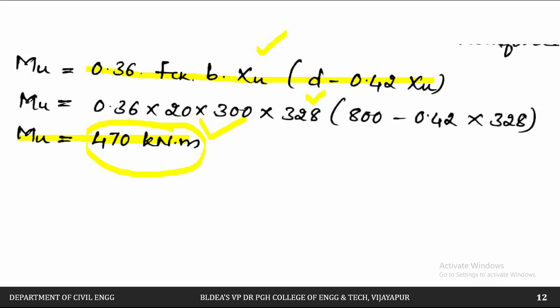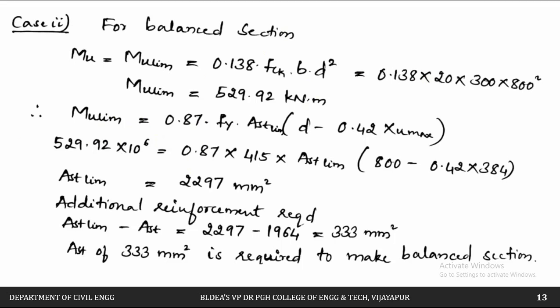Then next what question they are asking is, in the second case, as it was an under reinforced section, we have to make it a balanced section. So if you want to make it a balanced section, first we'll try to calculate the limiting moment. The limiting moment formula is 0.138 FCK B D square for this Fe415 steel. If you substitute this value, the limiting moment is 529.92 kilonewton meter.